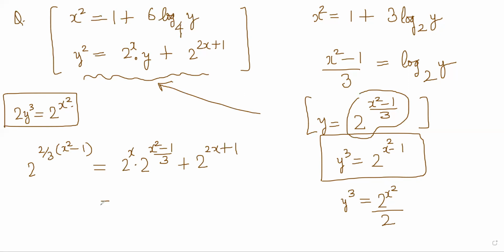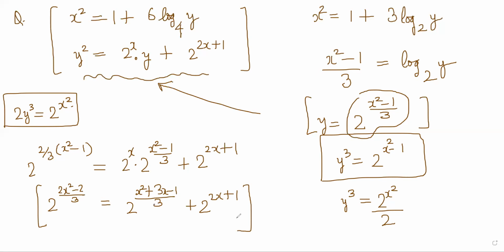Right. So you're getting 2 power x plus (x square plus 3x minus 1) by 3 plus 2 power 2x plus 1 is equal to 2 power (2x square minus 2) by 3, right? Right. Okay. This is not convenient to solve though, because it's hard. Unless you guess some value, it is hard to solve it, right?